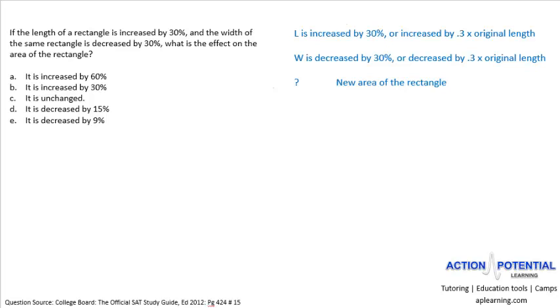The question's asking, what is the new area of the rectangle? So after you know what's given and what you're trying to find out, you should also look at your answer choices to figure out what you're actually going to be doing in the problem. In this problem, you see that your answer choices talk about the area being increased or decreased by a certain percent or remaining unchanged. So for this, we're not actually calculating a number, but just telling what's actually happening to the rectangle.